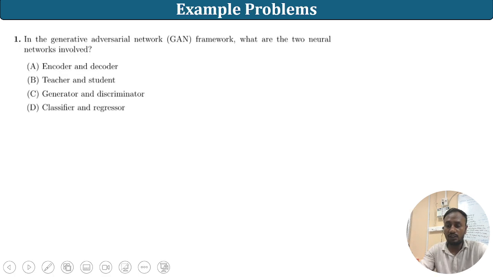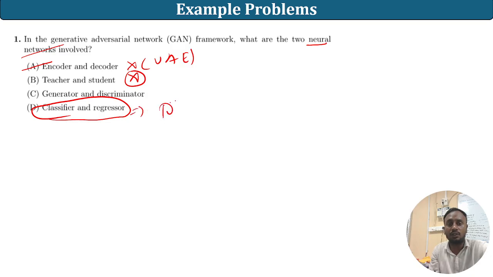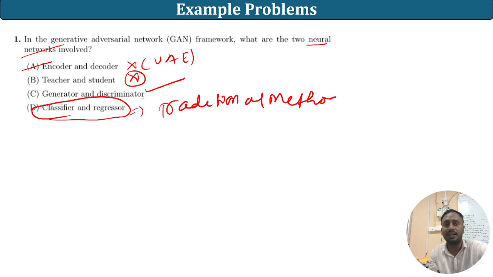Okay. So now we'll solve some examples. In the generative adversarial network, what are the two neural networks involved? Encoder or decoder? No, because that's the variational autoencoder. Feature student? Nothing. Classifier and regression, that's a traditional method. It's going to be a generator and a discriminator. The generator generates fake images or fake data, and the discriminator discriminates between the real and the fake one.